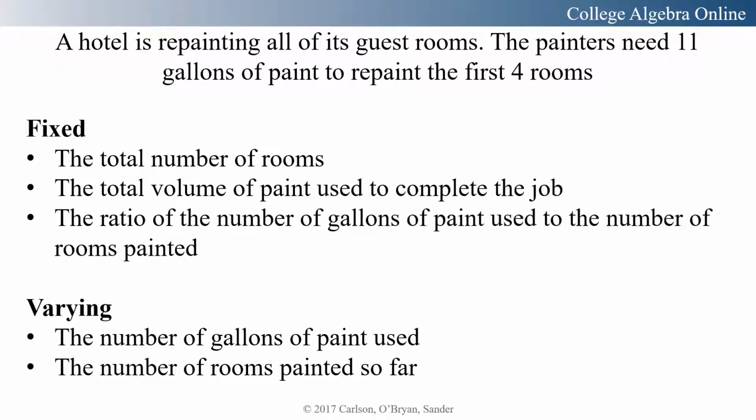Finally, we are assuming that there is a constant ratio of the number of gallons of paint used to the number of rooms painted, so this is a fixed quantity.